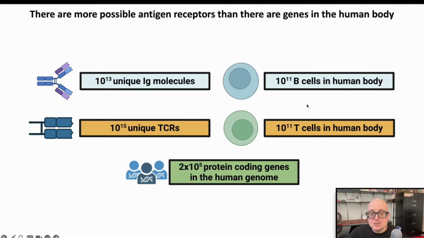And this number actually exceeds the number of B cells in the average human body. And so we don't even make enough B cells to account for all the possible antigen specificities that might be represented. There's several reasons for that.